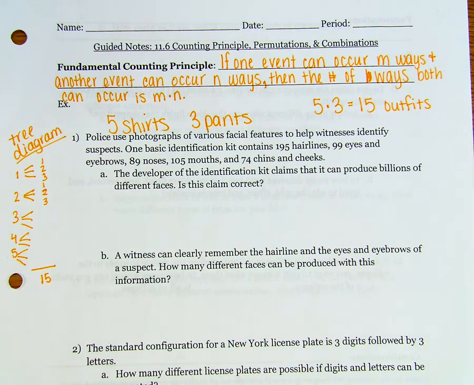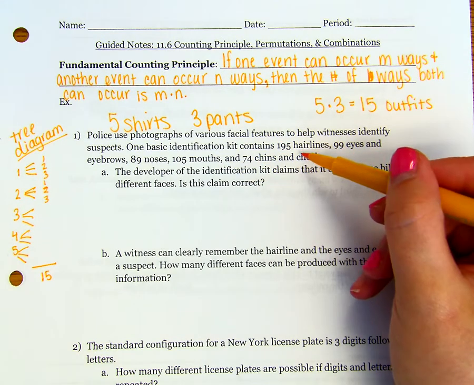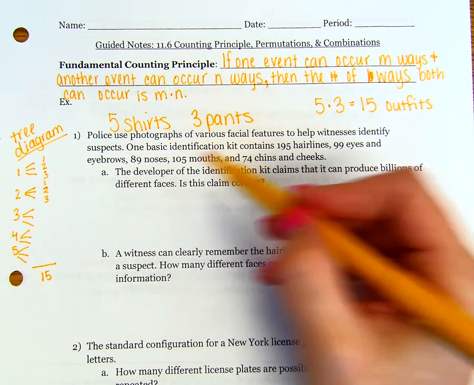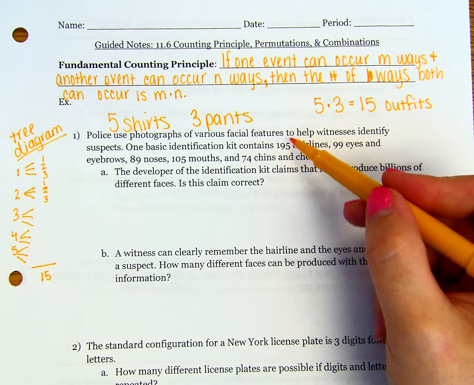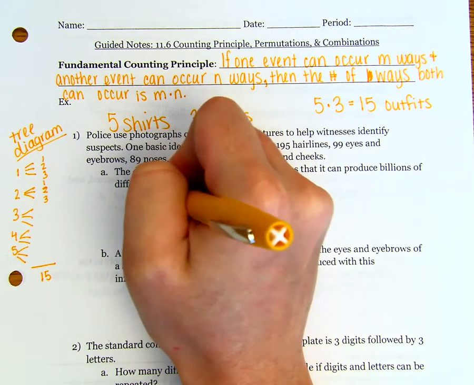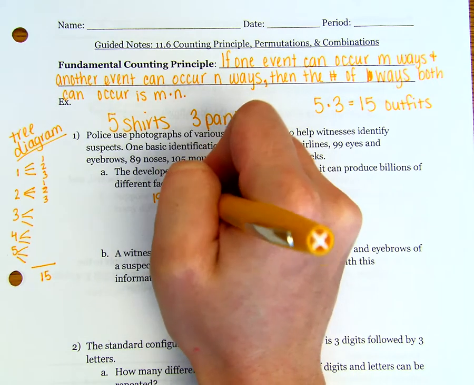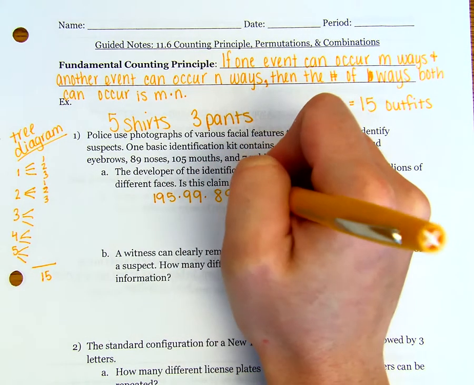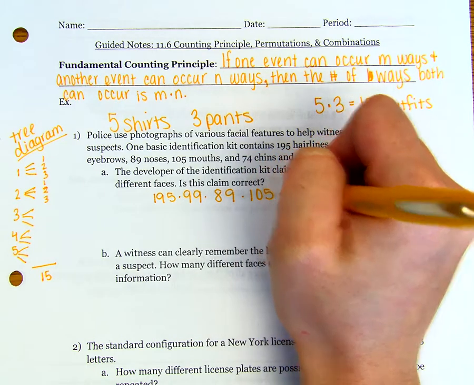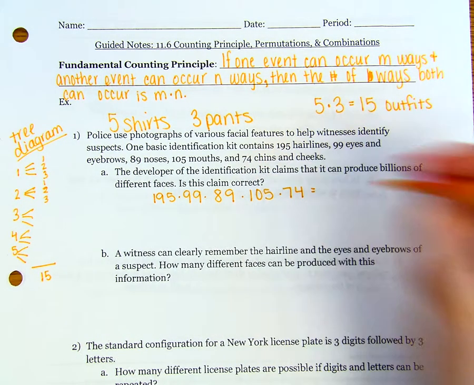Part A says the developer of the identification kit claims that it can produce billions of different faces. Is this claim correct? So what we need to do is figure out how many different faces this kit can make, and then answer the question of whether it's billions or more. So, again, fundamental counting principle. This is how much each event occurs, so for all the events together, we just multiply. So we're going to do 195 times the 99 times the 89 times the 105 times the 74. So we multiply these numbers together.